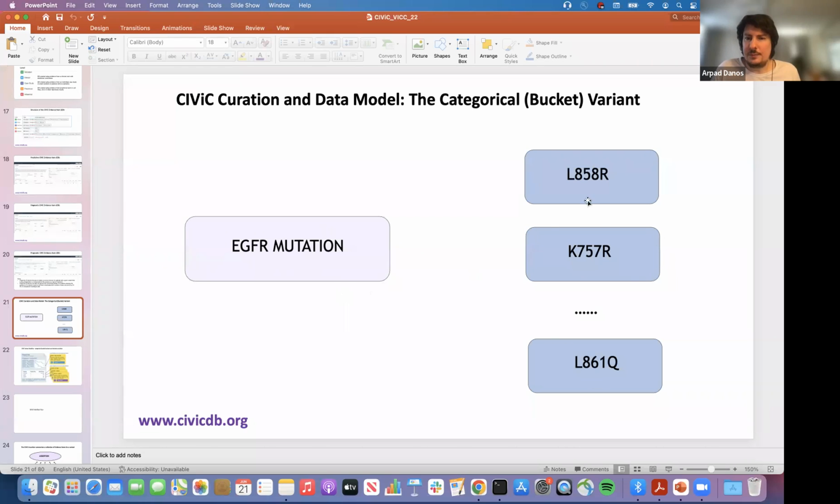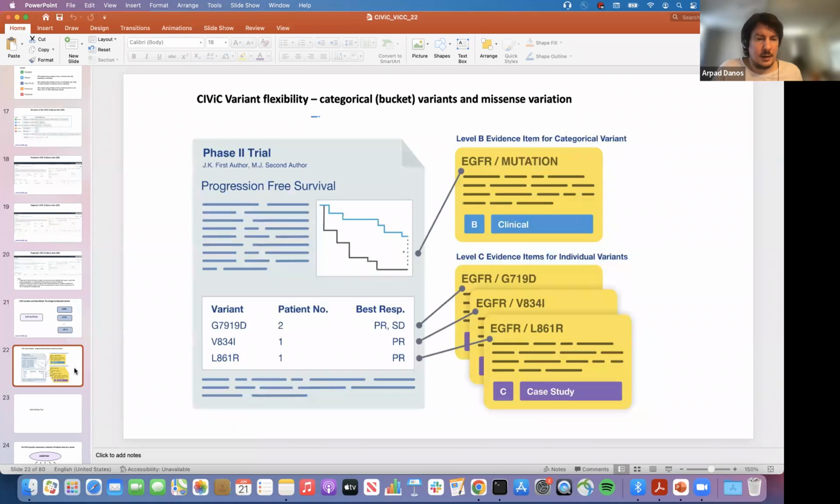And so we have a highly flexible variant model that allows us to do this sort of categorical bucket variation, missense variation, or specific versions of missense variation, like pegged with the c-dot. So if you go to CIViC, you'll see it's a flexible data model.